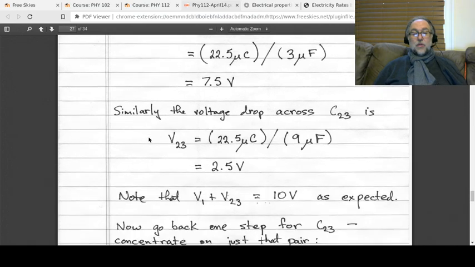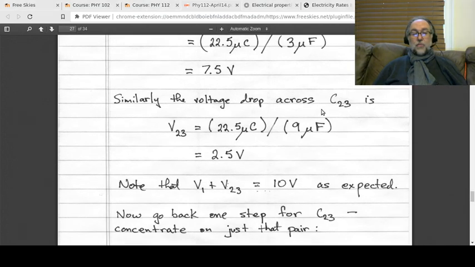All right. Similarly, the potential drop across C23, V23, is going to be the charge accumulated on C23. Remember, the charge accumulated on C1 and the charge accumulated on C23, they're in series. It's the same. It's 22.5 microcoulombs. So Q is 22.5 microcoulombs. The capacitance is 9 microfarads. The micros just cancel. That makes life easy. So we get 22.5 divided by 9, which is 2.5 volts.